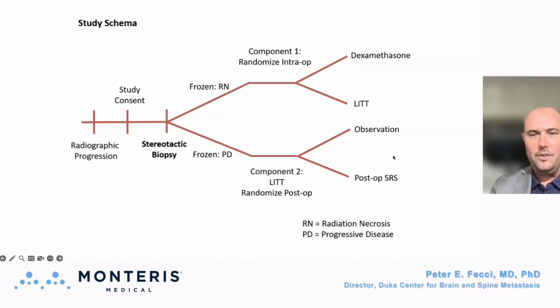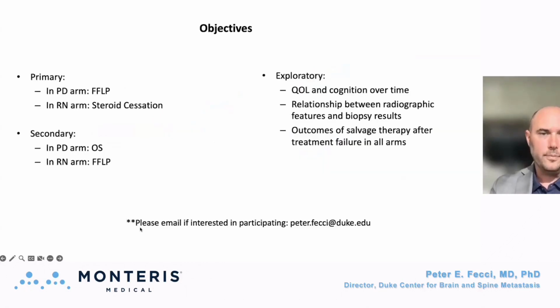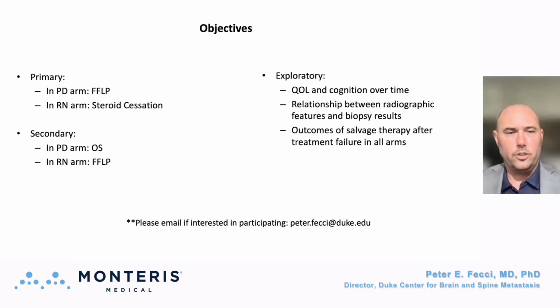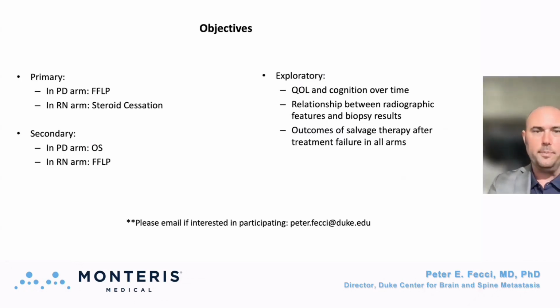Everybody gets a treatment. This is essentially a timing study. Patients who fail medical therapy can get LITT or any other salvage therapy deemed important. Patients who fail a period of observation can then subsequently get SRS. And what we're really looking to see is whether it is better to do these things upfront, in a delayed fashion, or not at all. The objectives are pretty standard. Basically, we're looking at things like freedom from local progression, steroid cessation, overall survival, and quality of life and cognition over time.